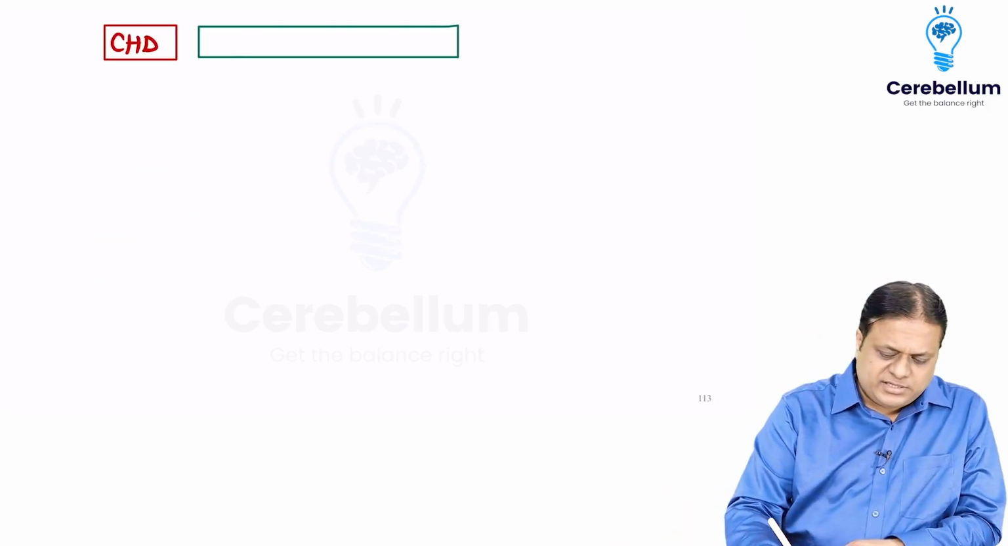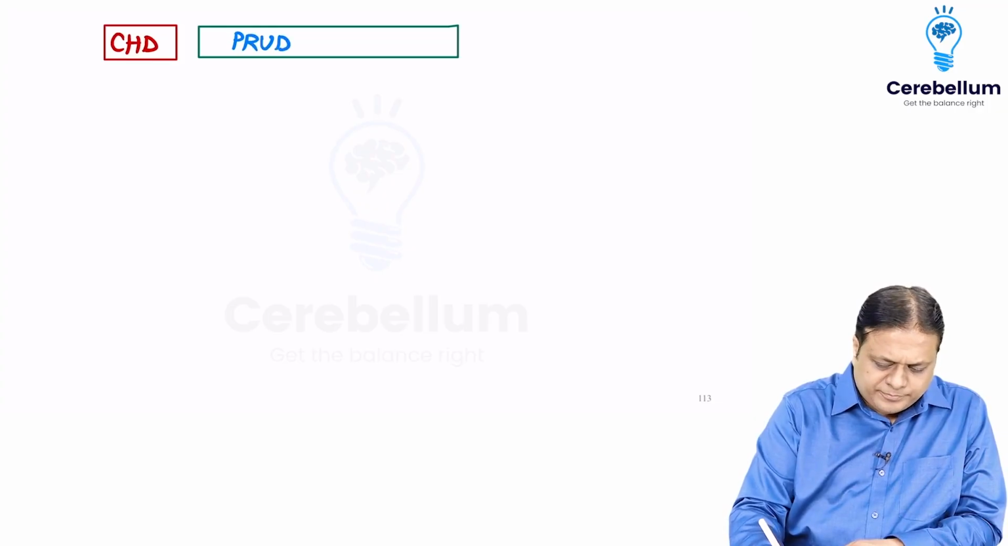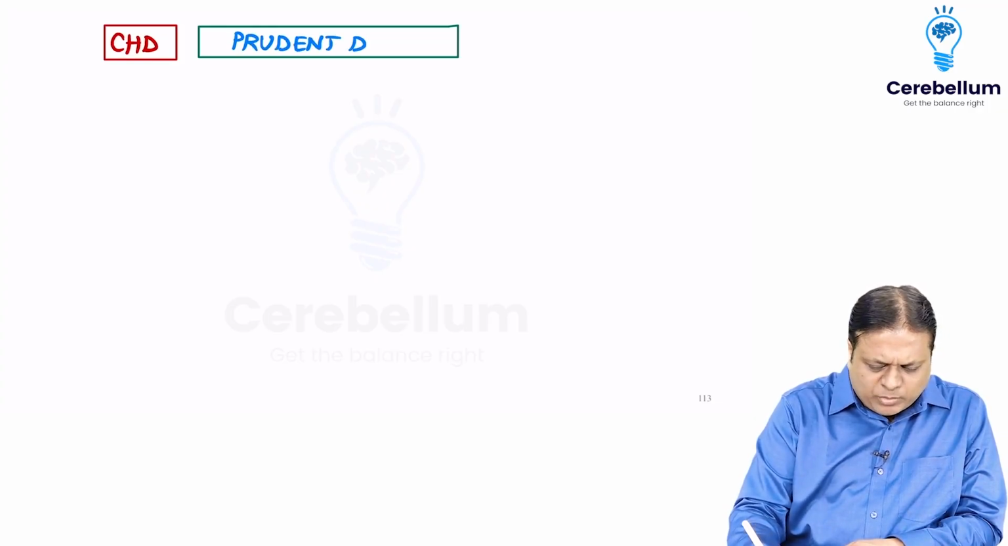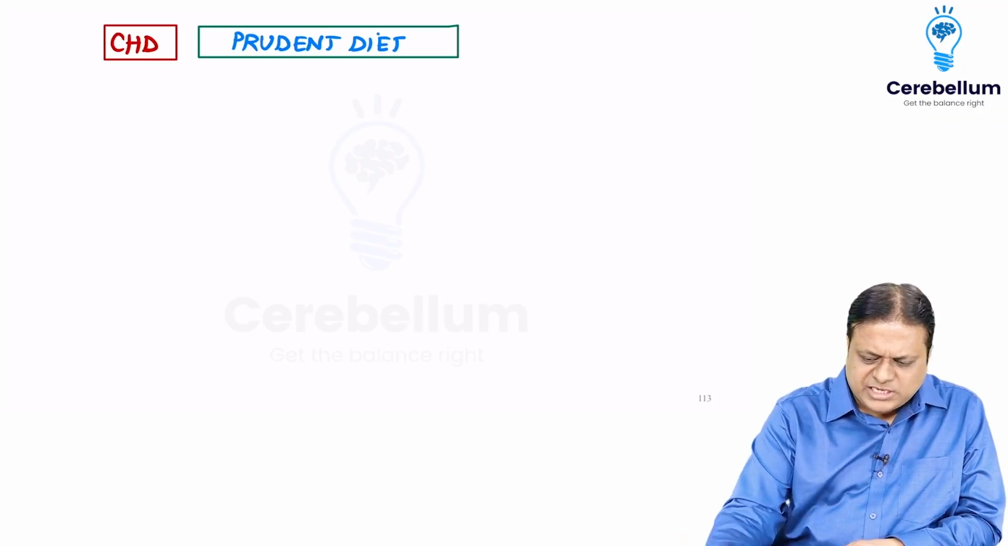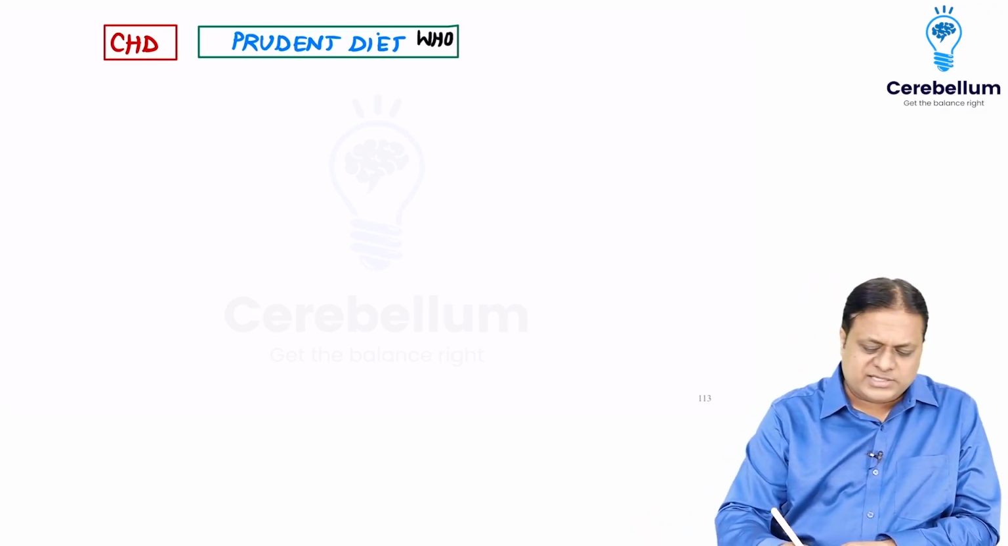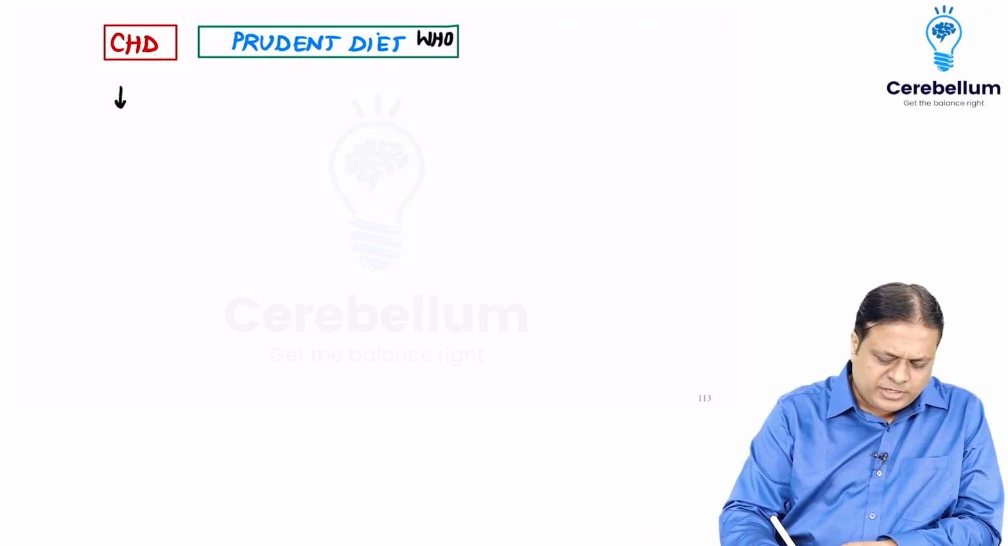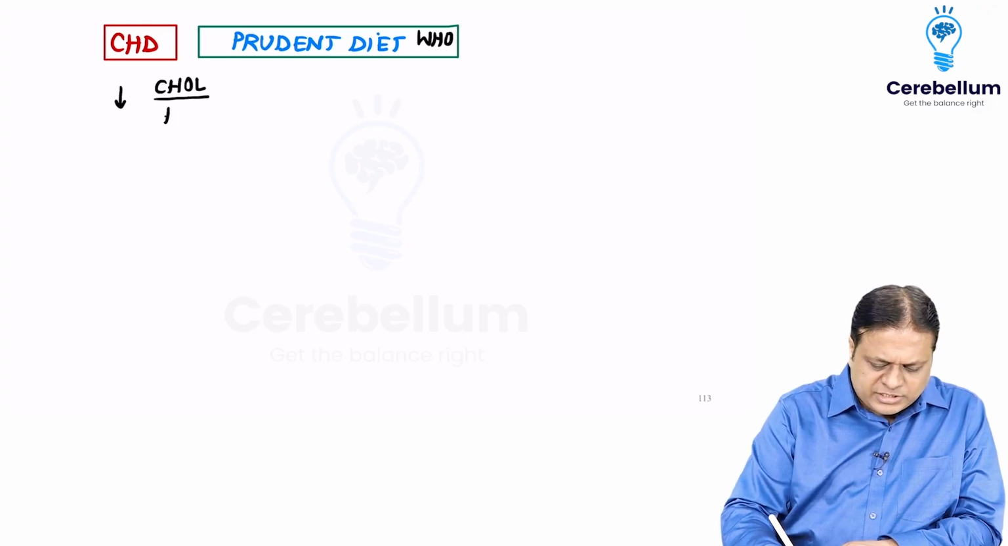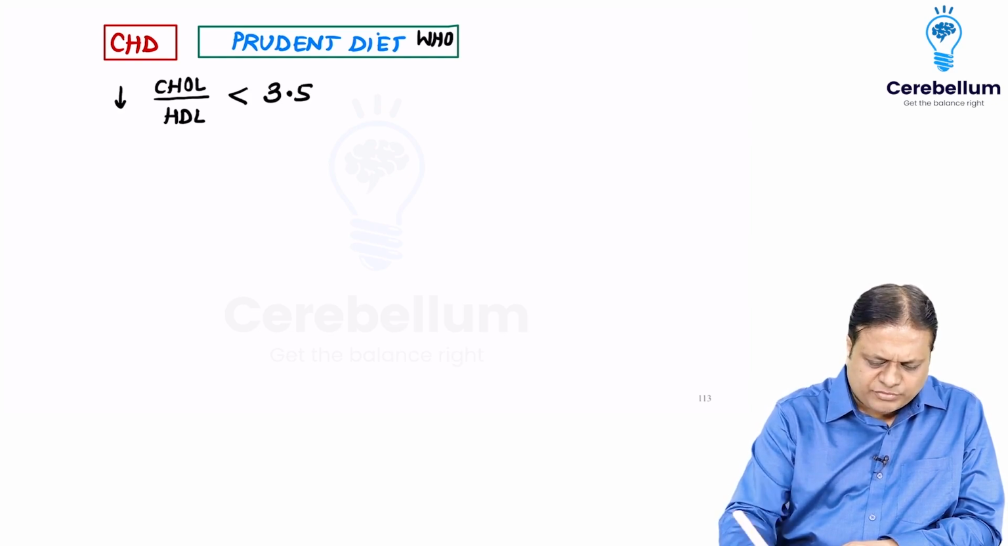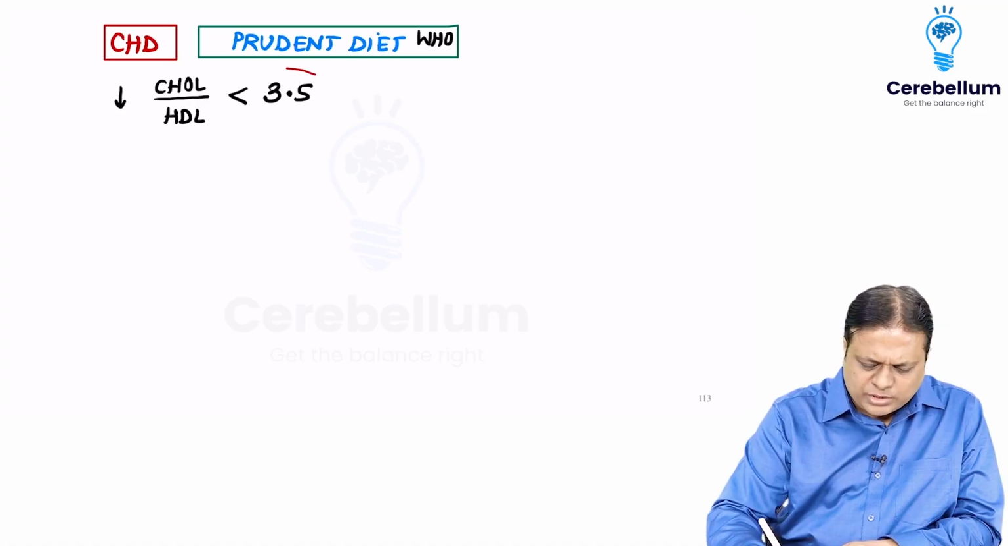Coronary heart disease, prudent diet. This is a dietary modification suggested by WHO to prevent and control coronary heart disease, where the main aim is to reduce the cholesterol to HDL ratio to less than 3.5. How we are going to achieve it is by 6 different parameters.